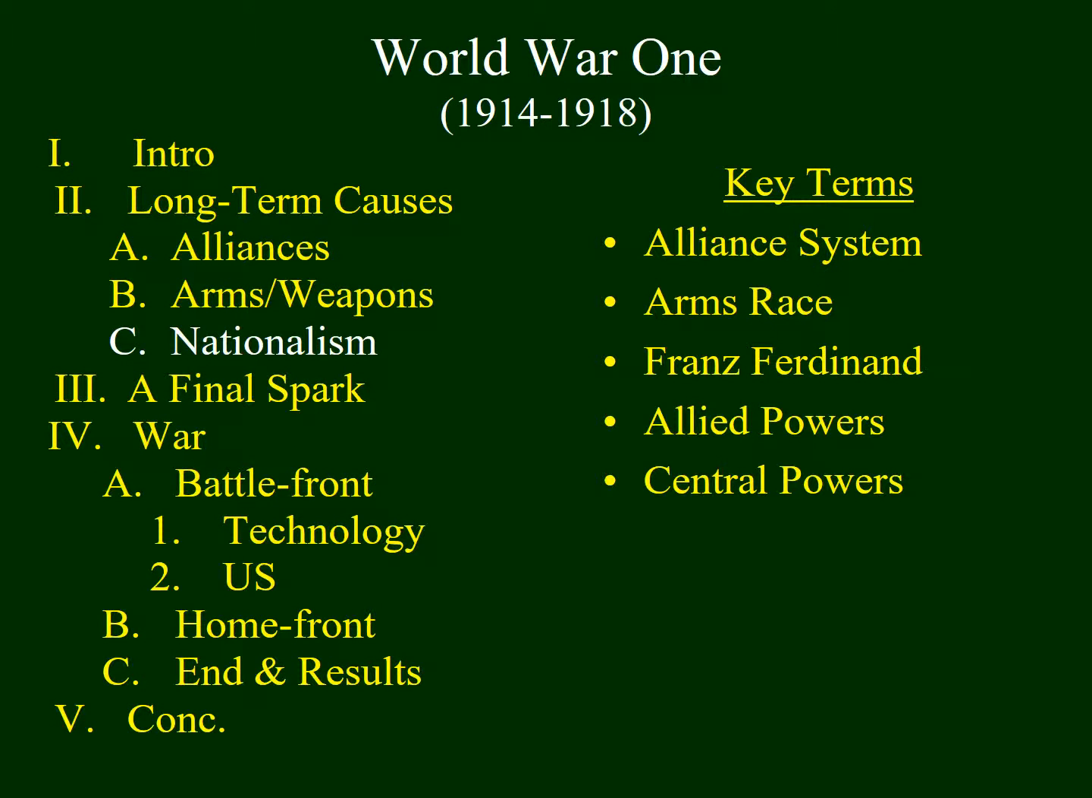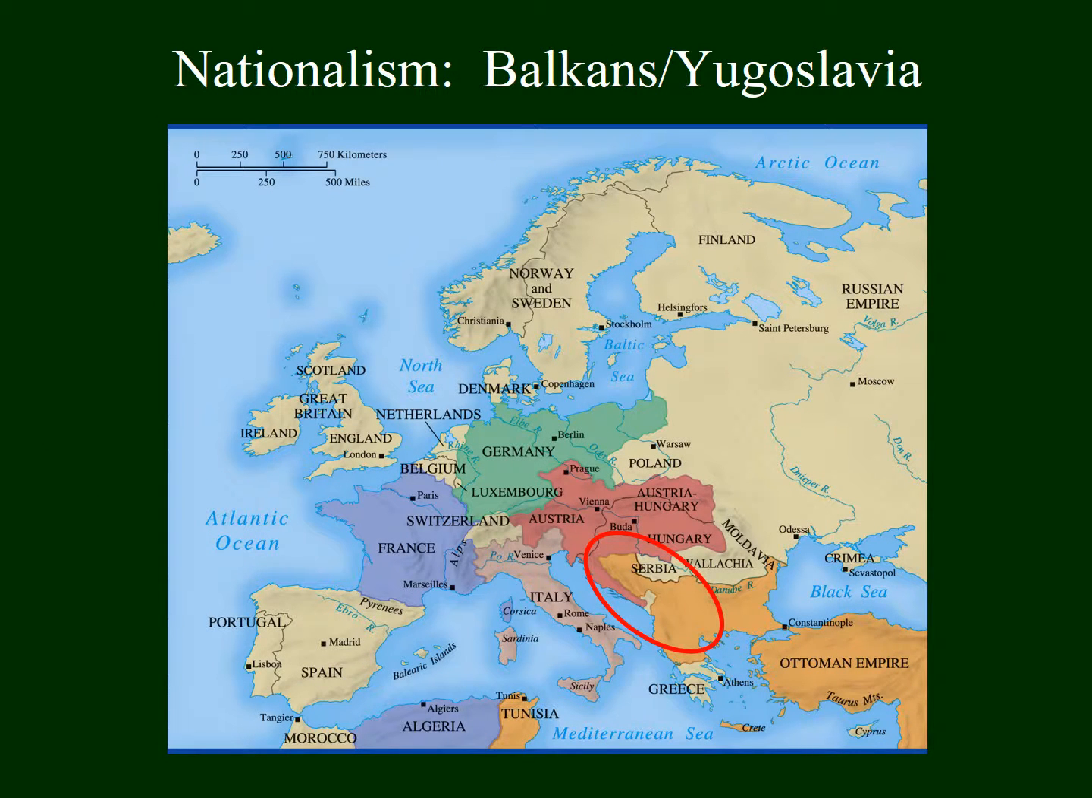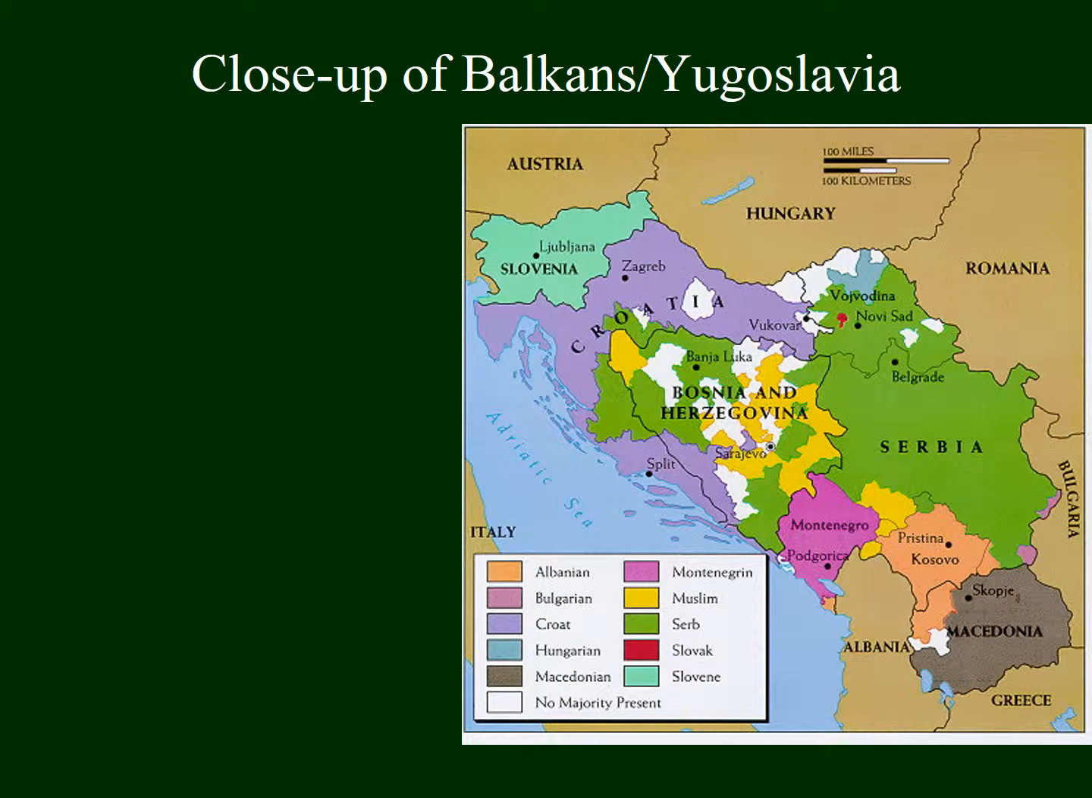Another long-term cause of the war was nationalism. Now, the region where this issue of nationalism became important was in the Balkans, where the country of Yugoslavia was, and it's circled here on this map. Here's a close-up of the Balkans. For many years, I mean hundreds of years, this region was under the control of foreign nations.